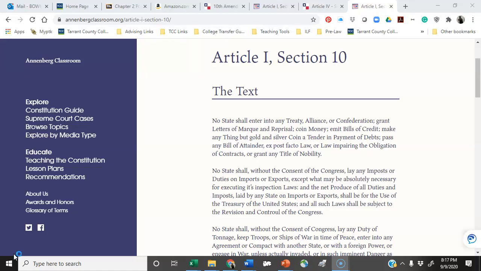Notice that each paragraph starts with "no state shall." And there is a list of things that states can't do. For instance, states cannot coin their own money. They cannot grant any titles of nobility. They cannot pass a bill of attainder, which is quite simply a law that says that something is illegal without a trial. They cannot pass ex post facto laws.